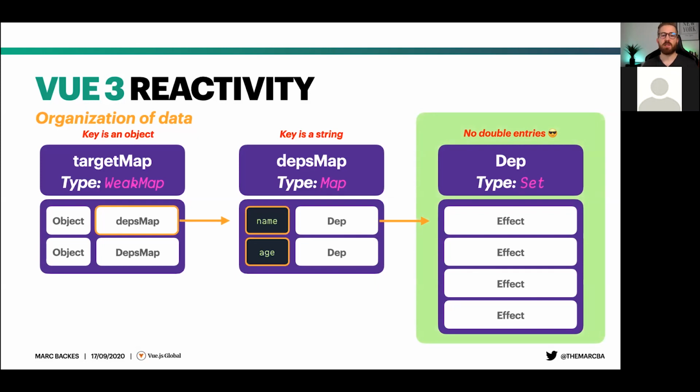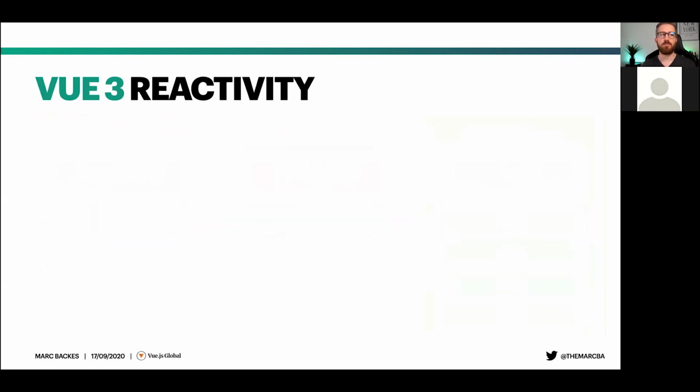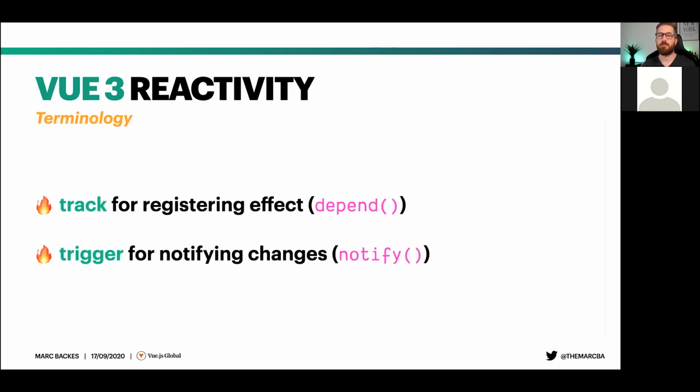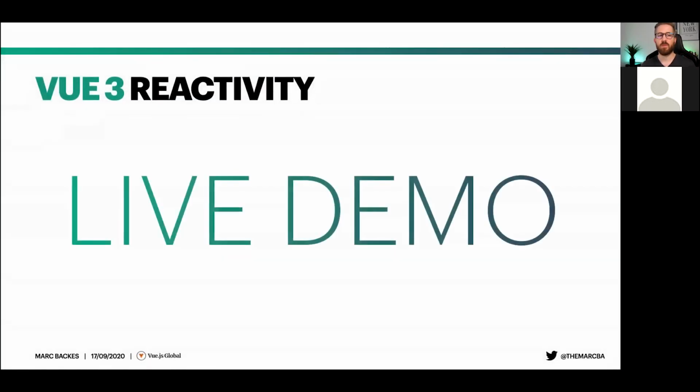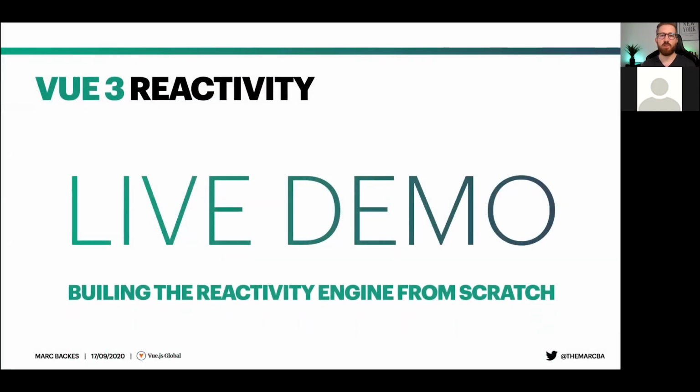In the example, because of time reasons, I will only implement the depth, but I might mention some things more about the others as well. One last word about the terminology. Instead of depend in Vue 3, it's called track, and instead of notify, we use trigger. So let's get ready for the live demo. We are going to build the Reactivity engine from scratch.